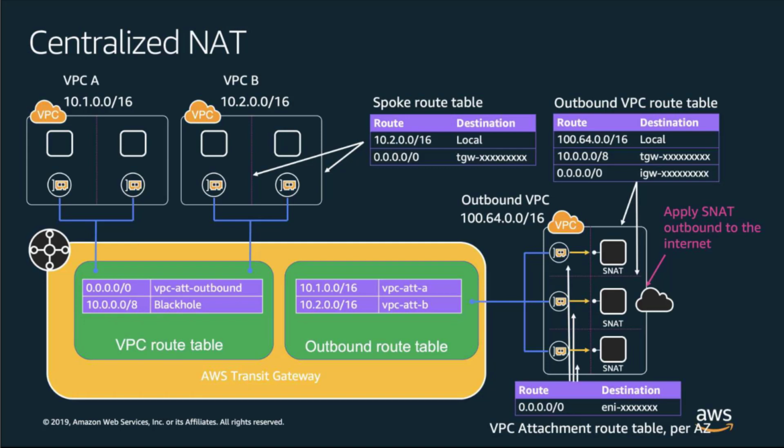So if we look here, our spoke VPCs have a default route out to the transit gateway. We're just pushing all traffic out there. We then have a default route on our VPC route table, and this is pointing all of our traffic at our outbound attached VPC. And then we have a route here. Once it hits that ENI, we'll point it at the appropriate firewall or NAT gateway appliance.